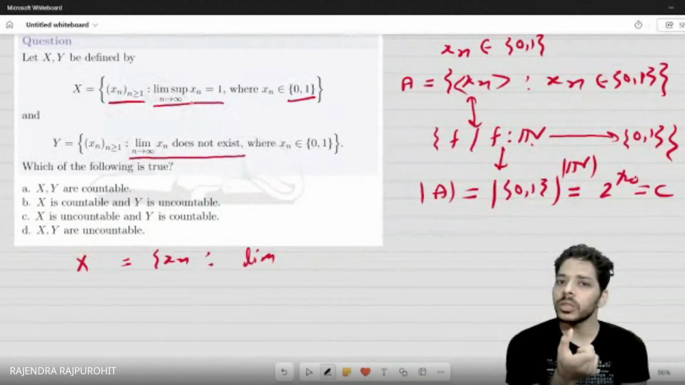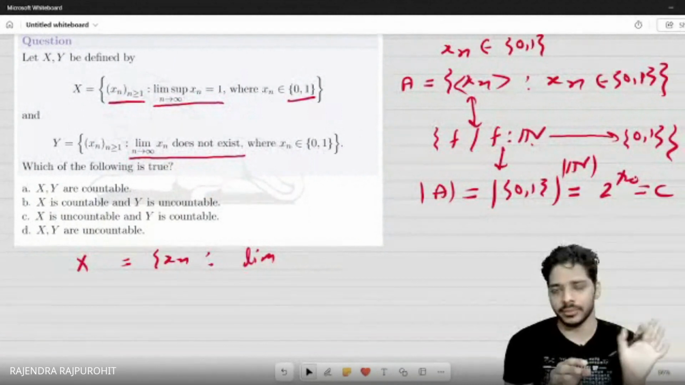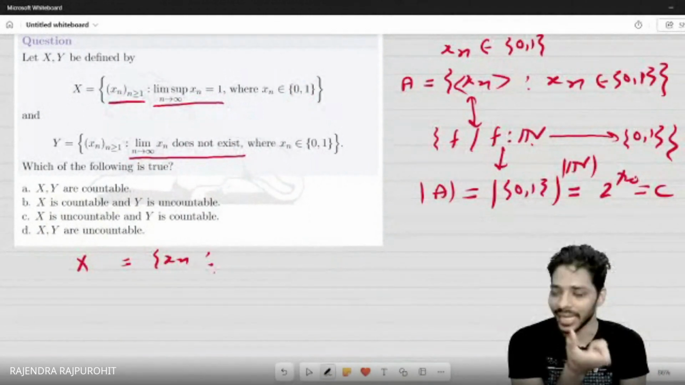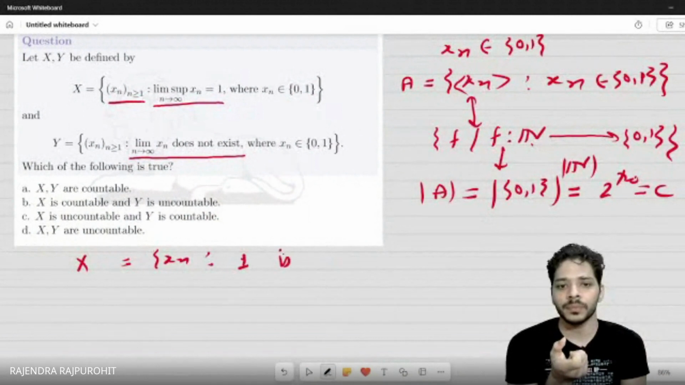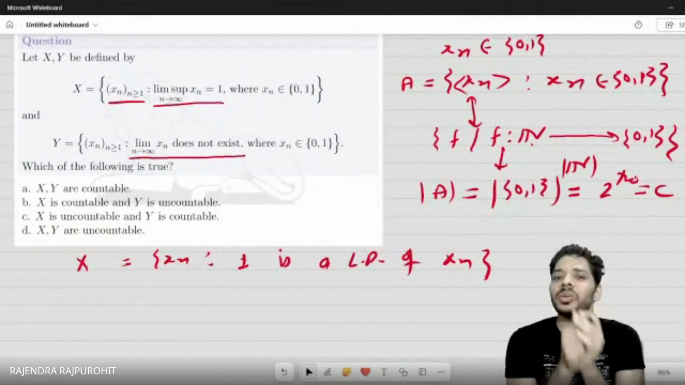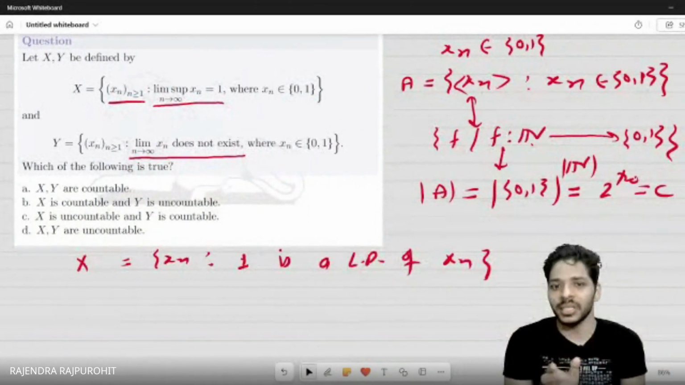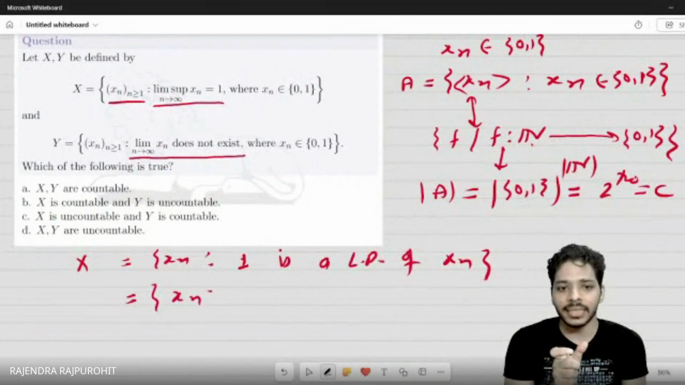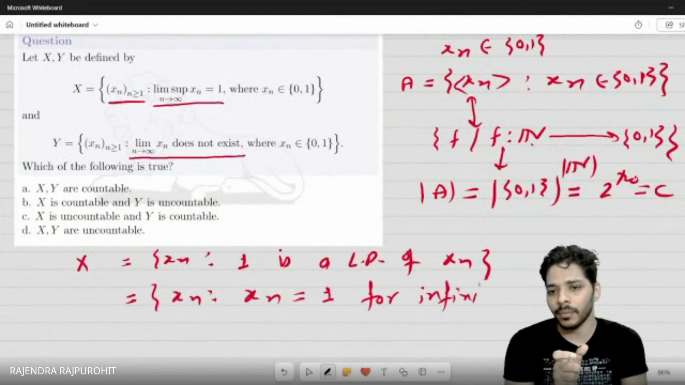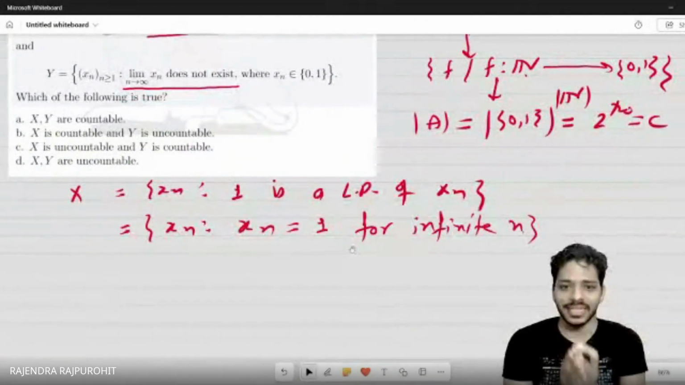Now you want all those sequences in which the limit supremum is 1. That means 1 should be a limit point. That's it. You only want to take all those sequences xn such that 1 is a limit point of xn. You are not putting a restriction on the sequence that after some term it should be 0 or after some term it should be 1. No, you are only taking all those sequences xn such that xn equals 1 for infinitely many n. If a sequence attains one value infinitely many times, then that becomes a limit point of the sequence, right?